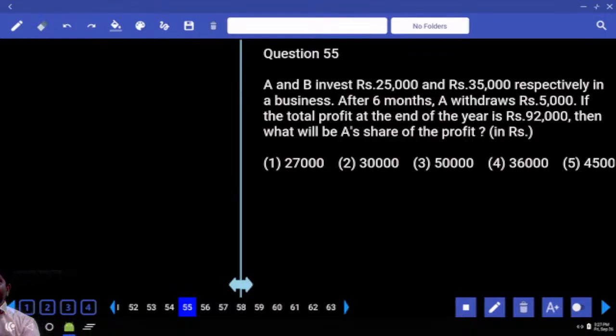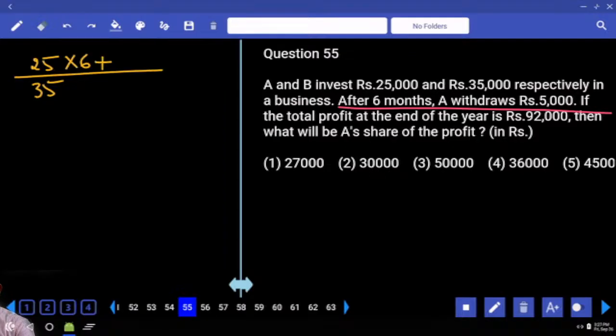3 zeros are common, so let's calculate with 25 and 35. 25,000 and 35,000. After 6 months, A withdraws 5,000. That means the initial investment of A is there for 6 months. And 5,000 is withdrawn, the remaining will be 20. Profit at the end of the year they are saying.